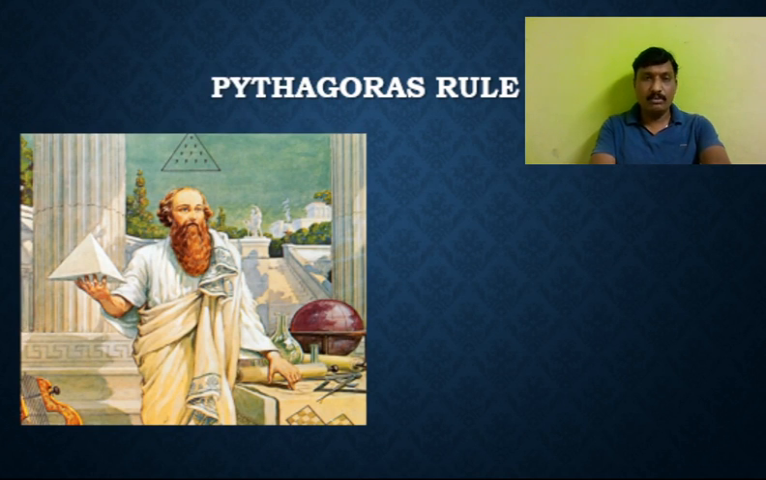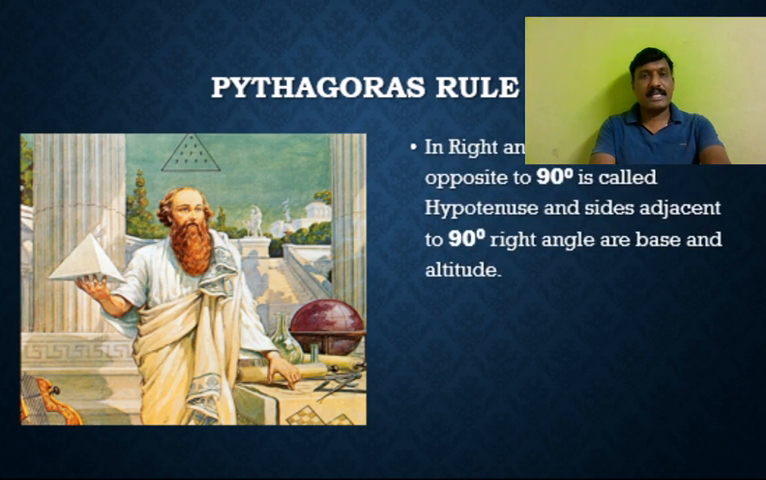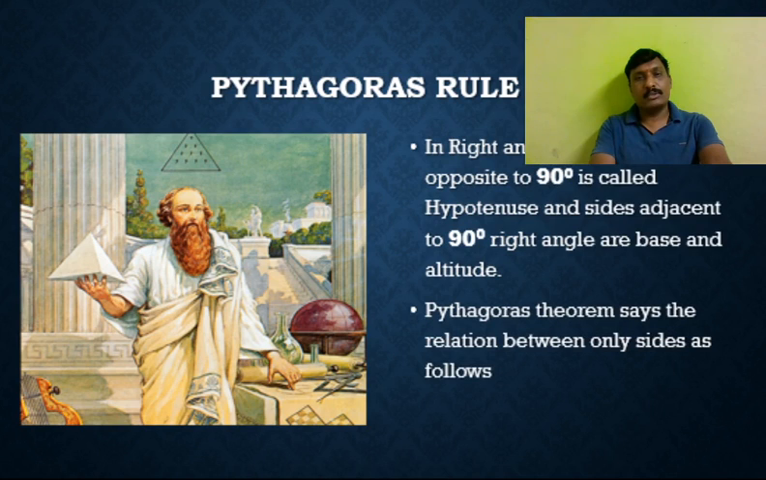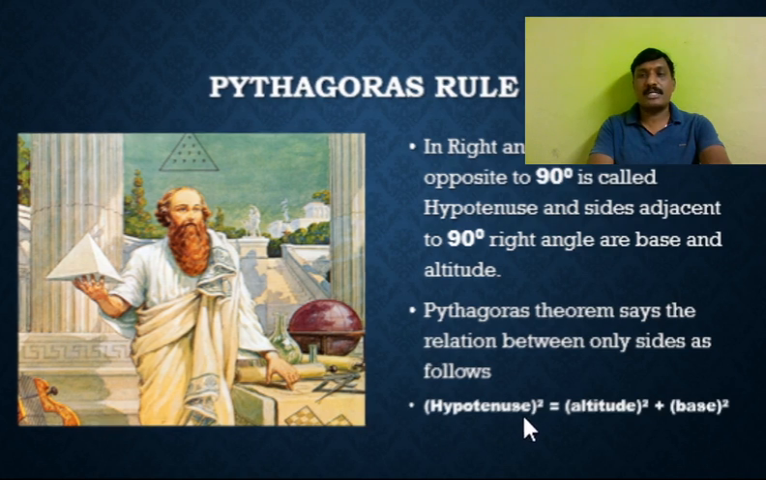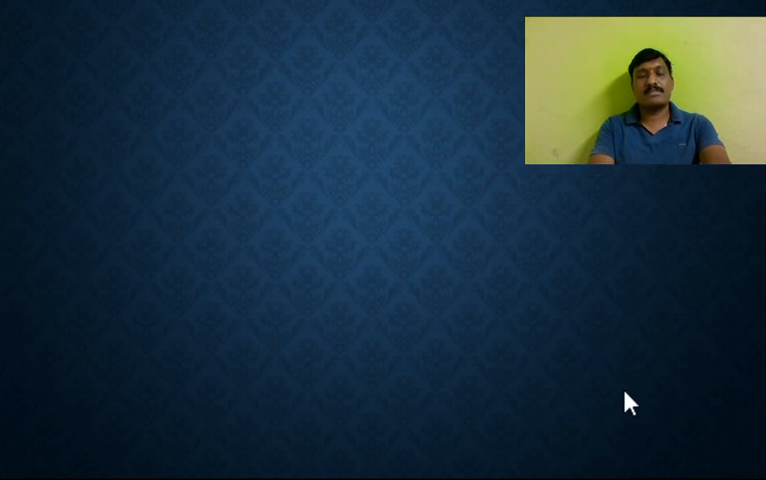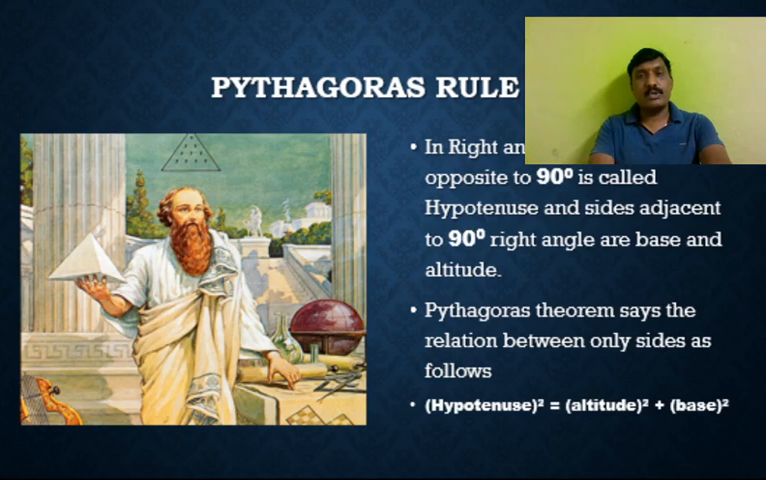So all of you know, let us recall once again the hypotenuse and the other two sides. The principle is given as: the square of the hypotenuse is equal to the sum of the squares of the other two sides. You can see once again, the square of the hypotenuse is equal to the sum of the squares of the other two sides. Is it clear to you all?